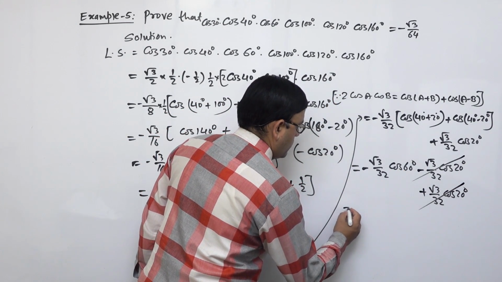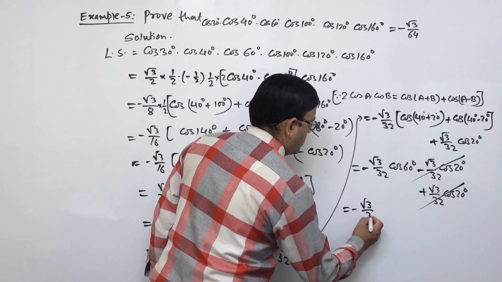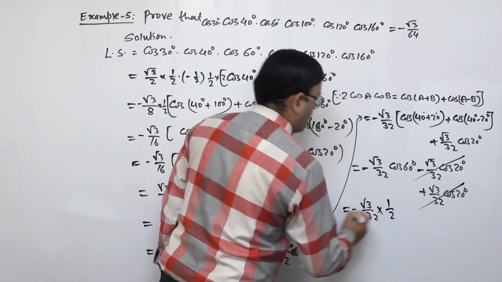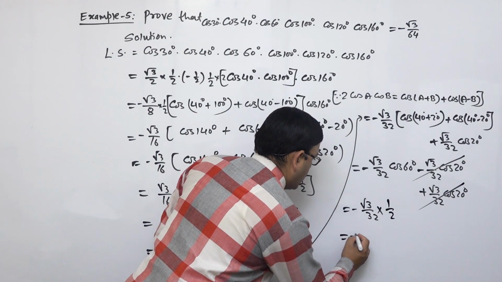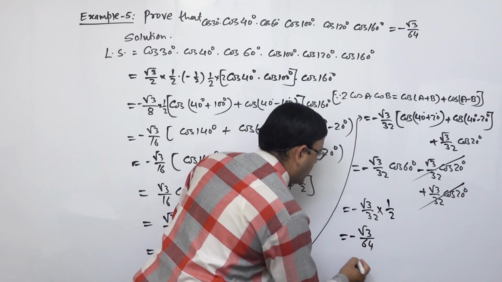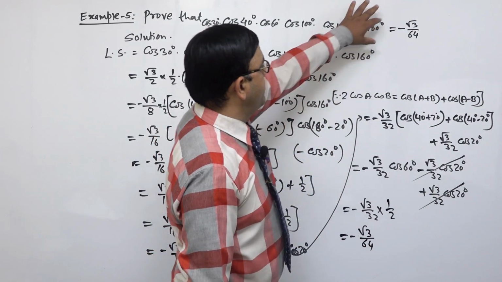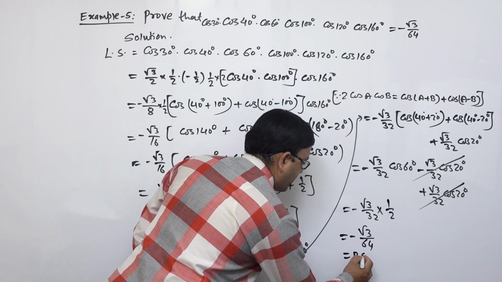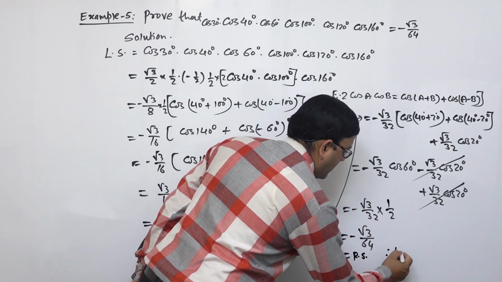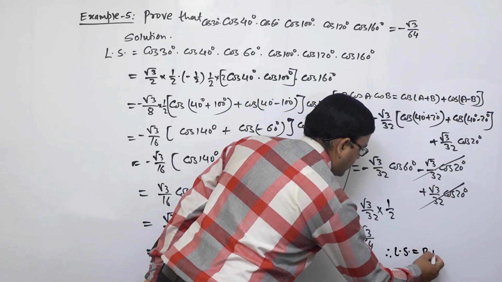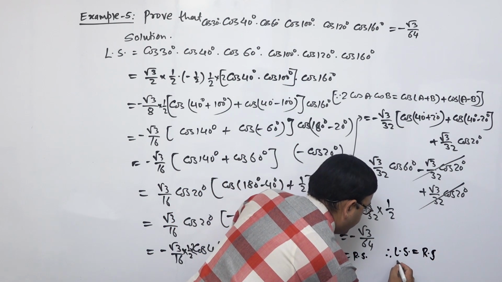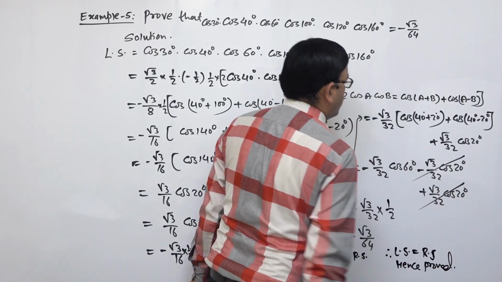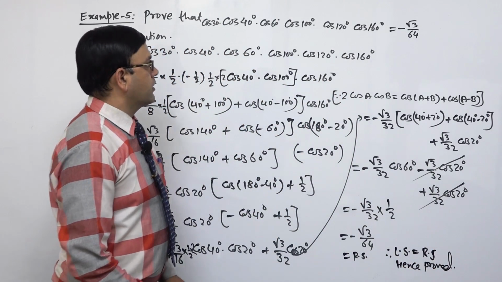Now this is equal to minus root 3 by 32 times, what's the value of cos 60 degree? You know cos 60 degree is 1 by 2. Now this is equal to minus root 3 by 64. I think this one is our RHS, minus root 3 by 64. This is equal to our right side. Therefore, we can write left side is equal to right side, hence proved. In this way, we proved this question.